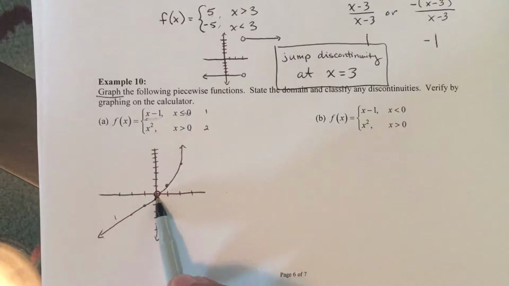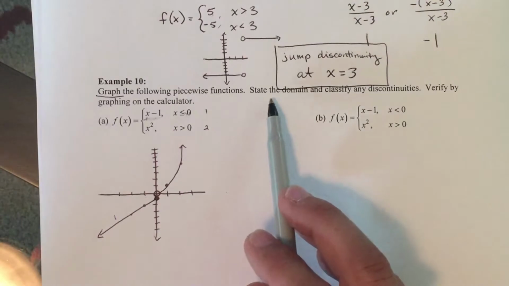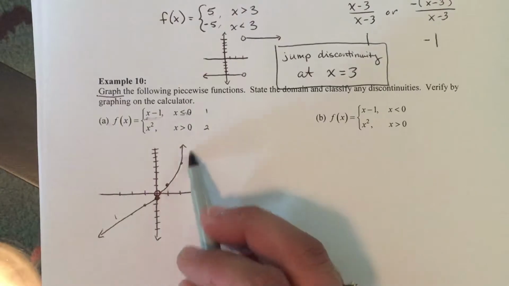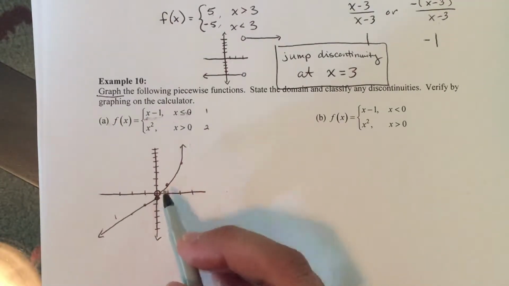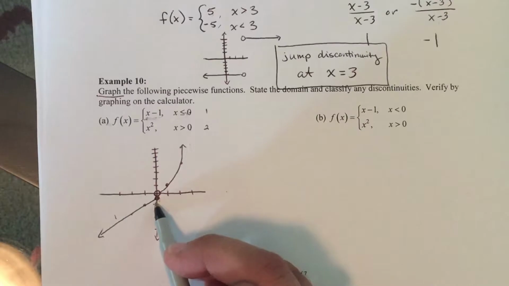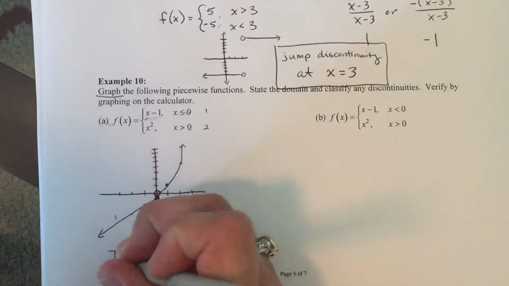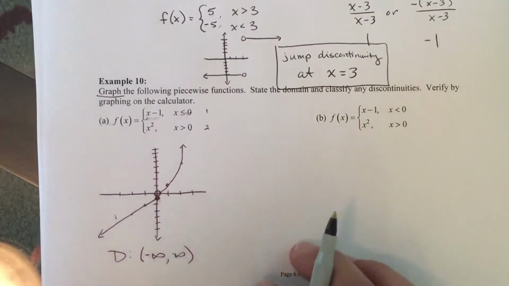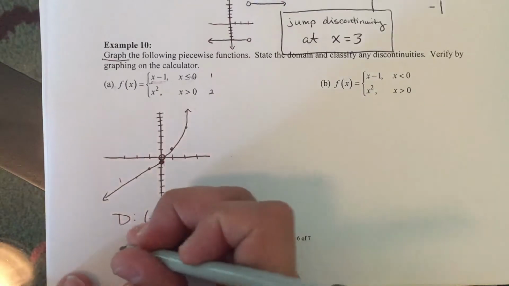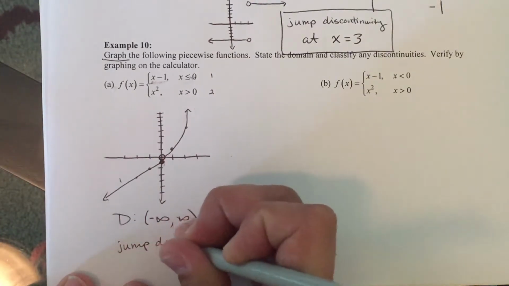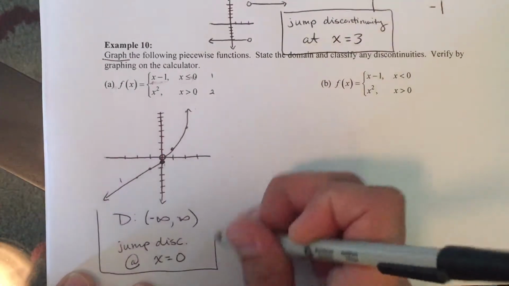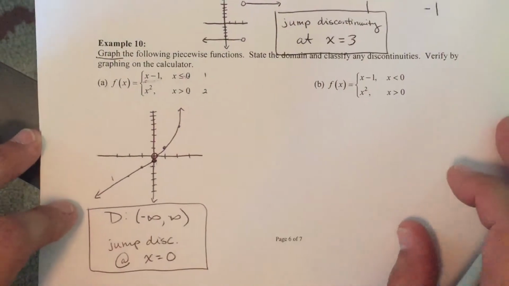It's a line until 0, and then at 0, it jumps up one space, and then is the parabola, okay? So they want me to state the domain and classify any discontinuities. Well, the domain is all real numbers, because even though there's a hole here, that point exists at negative 1. So the domain is from negative infinity to positive infinity, okay? But there is a jump discontinuity at x equals 0. Okay? Hopefully that makes some sense. Let's take a look at B.